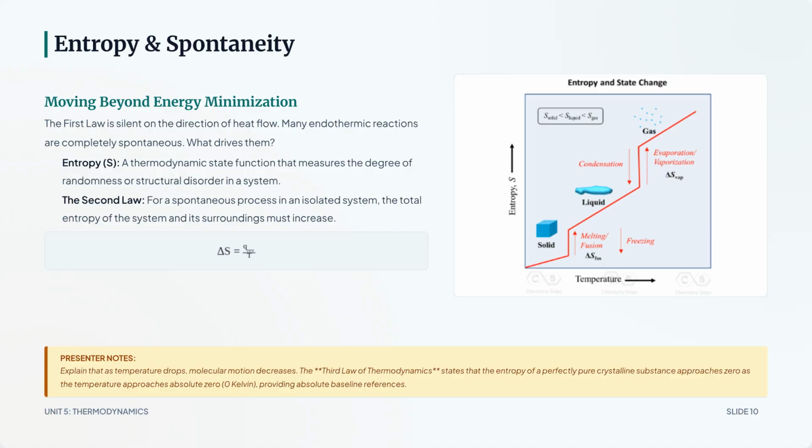The first law doesn't predict spontaneity, which is where entropy comes in. Entropy S measures the disorder in a system. The second law of thermodynamics states that for any spontaneous process in an isolated system, the total entropy of the system and its surroundings must increase.